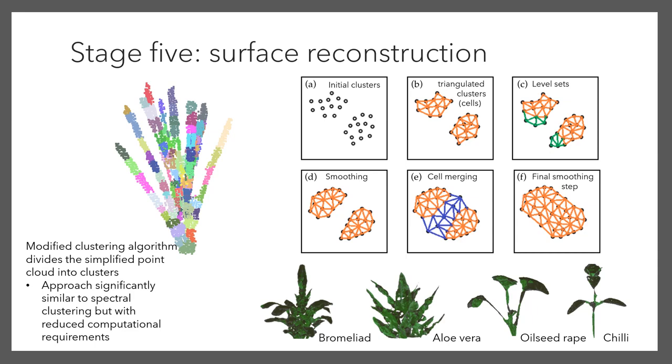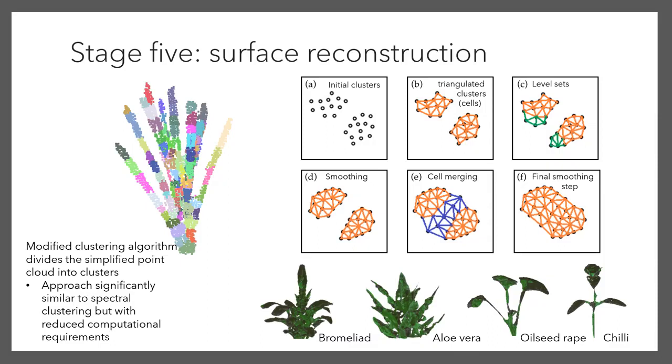The clusters are then triangulated and they become what's known as cells. Level sets are applied to them. These are then smoothed and then the cells are merged together before a final smoothing step. So this basically will build up your whole plant in the same kind of mesh, but all the cells are merged together. So you won't get the gaps in between the leaf structure and the mesh as you would, for example, with Mike's method. And along the bottom is just some examples with different types of plants and different structures.